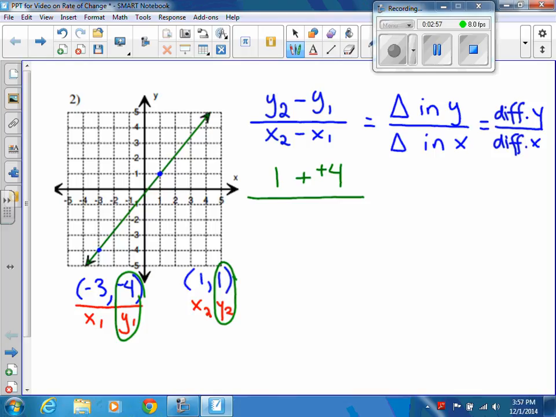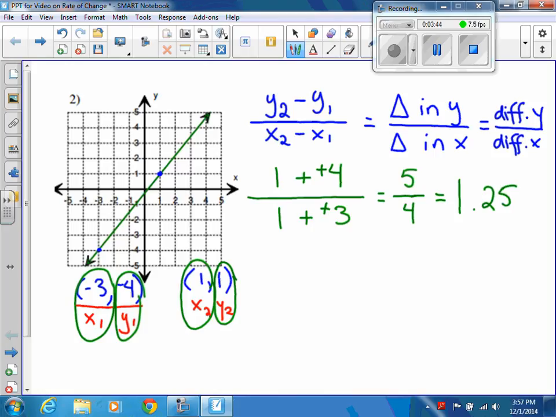Now my x2 is right here. I have 1, and I'm subtracting from it my x1, which is -3. So again, this becomes adding the opposite. So I have 1 plus 4 over 1 plus 3. When I do the math here, I wind up with 5 over 4, which is then my rate of change for this. We can also change this to be 1 and 1/4, or 1.25.